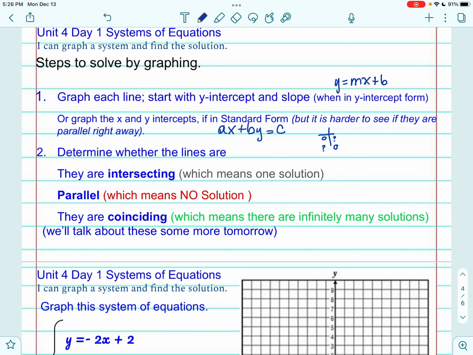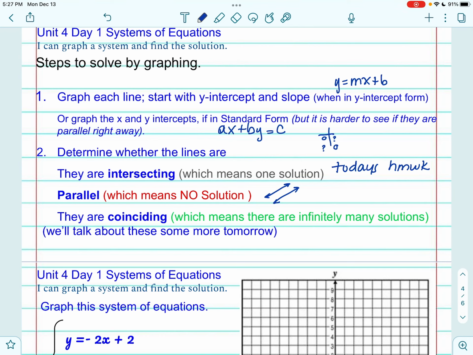So the three things that could happen is they're intersecting, which means one solution. Intersecting means cross. This is on today's homework. Okay, today's homework is all intersecting. Tomorrow, we will talk about the other two choices, which are parallel. There is no solution because parallel lines never cross. And then coinciding, that's a new word for us kind of.